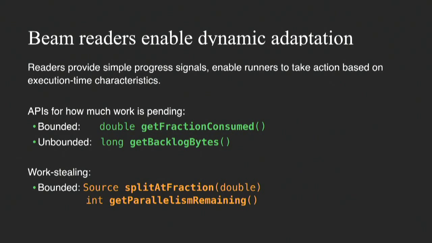There are progress signals, based off of similar ones that we've had internally at Google, that let every source tell the system what fraction I've consumed so far. So if I'm reading files, what percentage of the file I've read. For streaming, the backlog. So I'm reading off of a Kafka topic, but I'm falling behind. And then you can tell the system, hey, I'm falling behind, and here's my backlog of unread stuff in this Kafka topic. And then there's, for bounded sources, a work-stealing API that actually lets the work be stolen from one worker to the other and dynamically split.